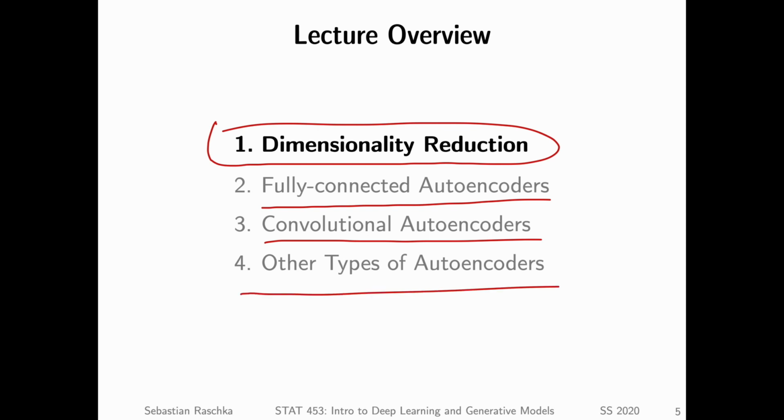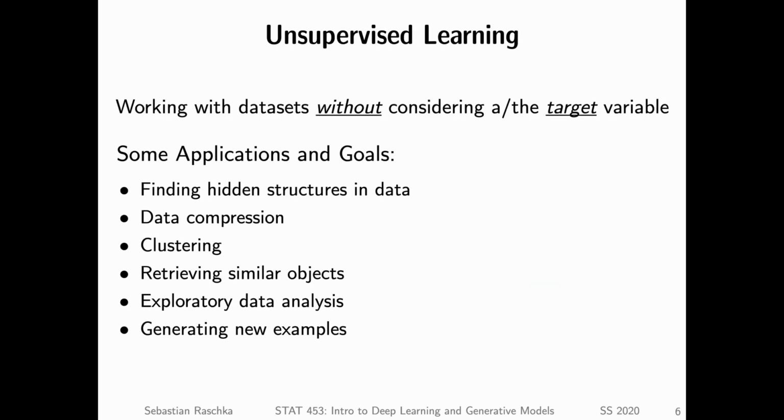Of course, we could devote one whole lecture to each type of autoencoder, but this time I also want to cover more of the code examples that I uploaded to GitHub. So in that way, I will keep the last section a little bit short, and then we can also look at some code examples. So let us start by revisiting unsupervised learning.